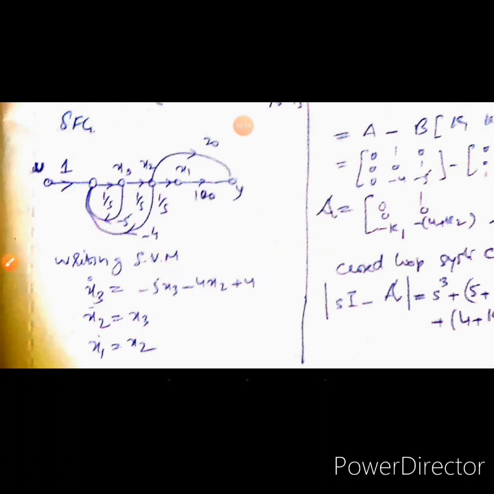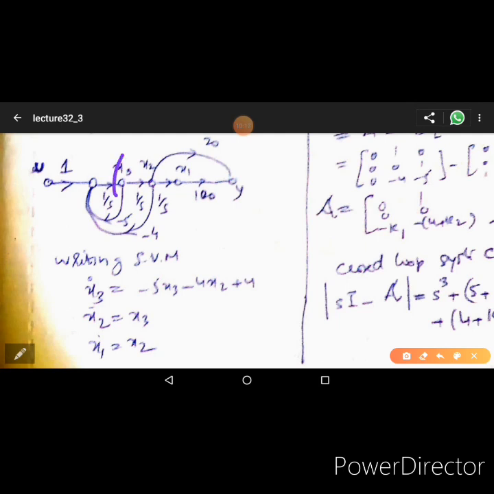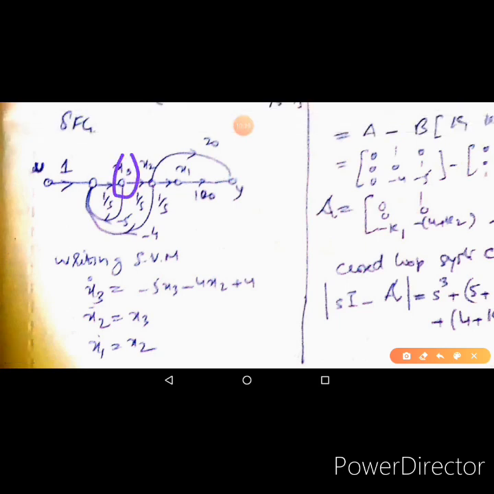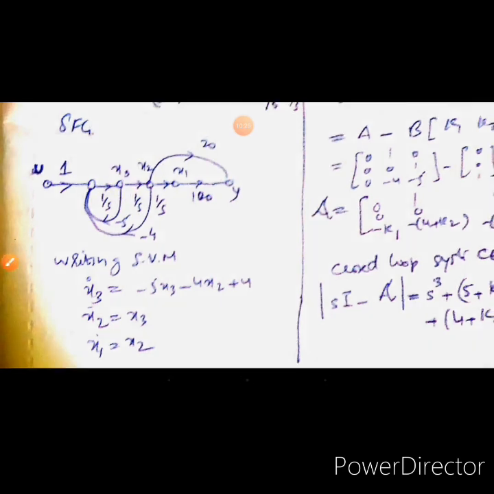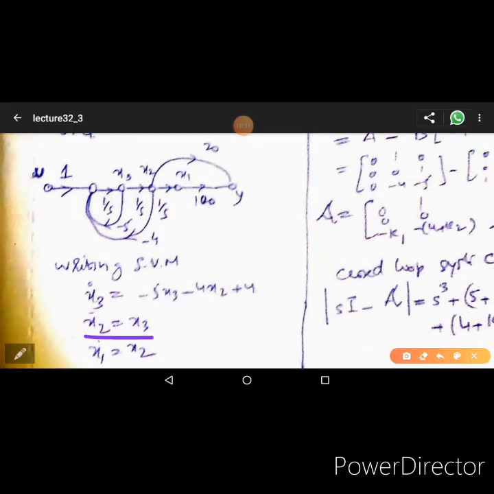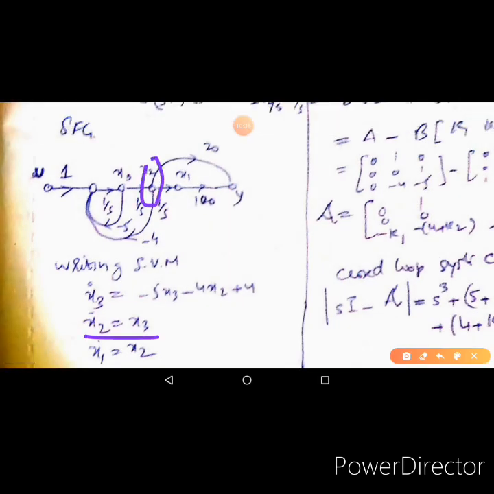Then we know that this signal, which we call x3, is also x2 derivative, because it is the input of the integrator. One signal, two names. One name is x3, the other name is x2 derivative. Therefore, we simply write the equation x2 derivative is equal to x3. Similarly, this is x1 derivative, which is also x2. So we have x1 derivative is equal to x2. We have these state equations now with us.